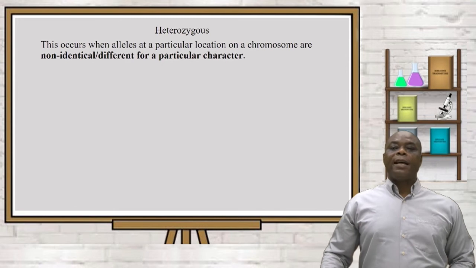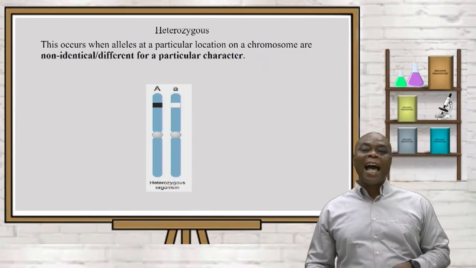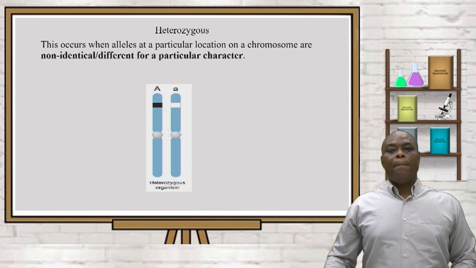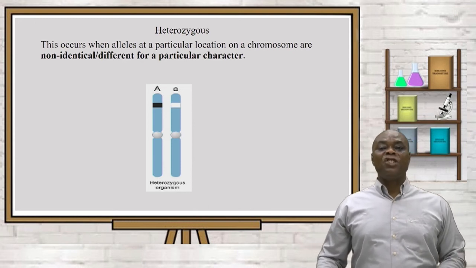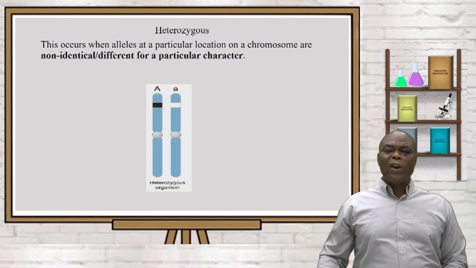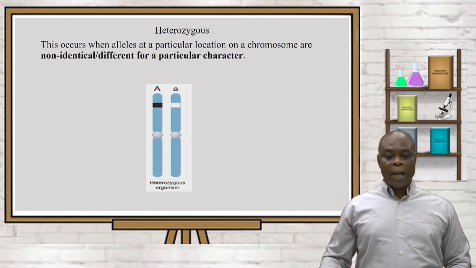For example, let's come back to our strips. Now we can see that one of the strips has white there. The white we see there is labeled small a, which means it is a different gene. Different gene here means though they control the same character, which is height, this is for shortness. So the person will appear tall, but within the chromosomes, we have a shortness gene there. So when a pair of alleles occupying the same relative position are non-identical or different for that particular character, we say heterozygous has occurred.